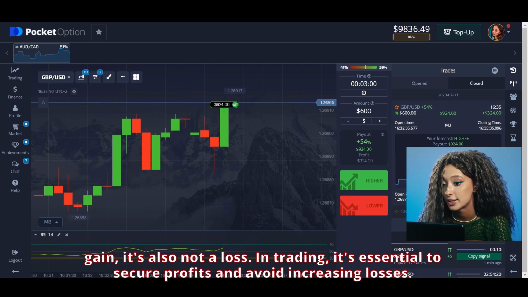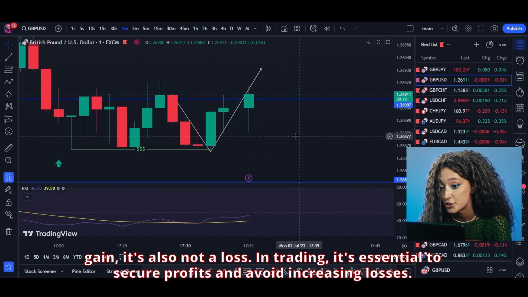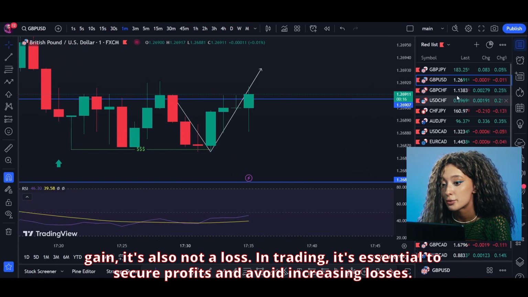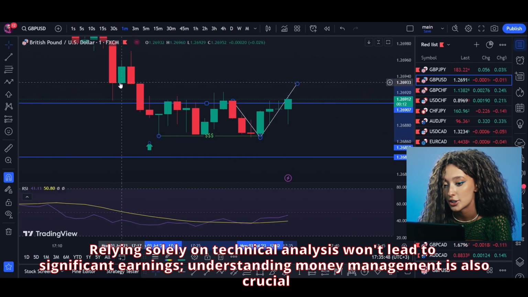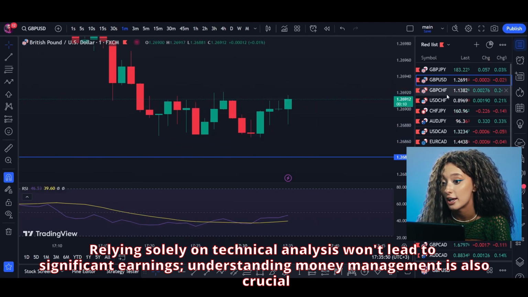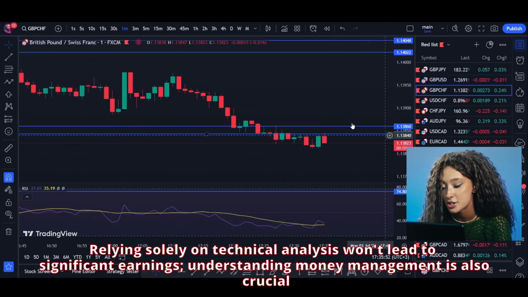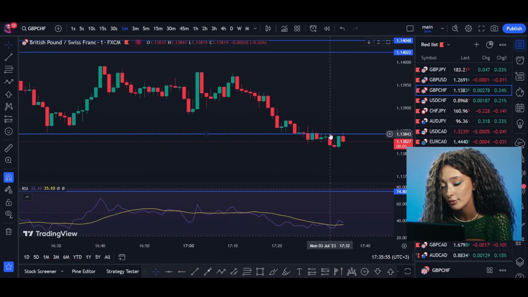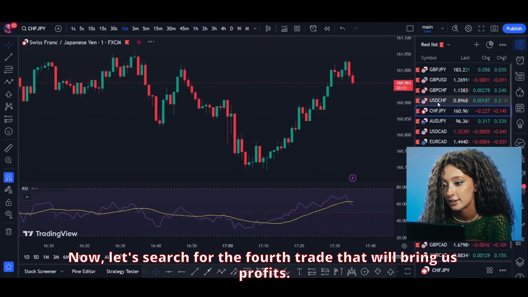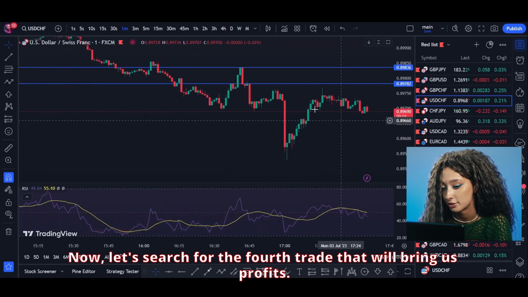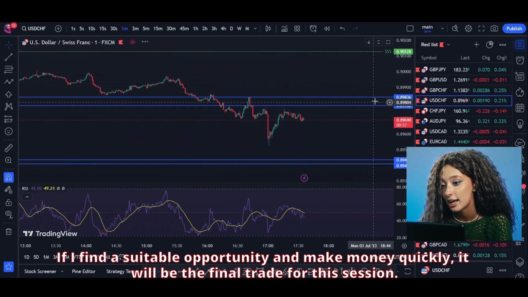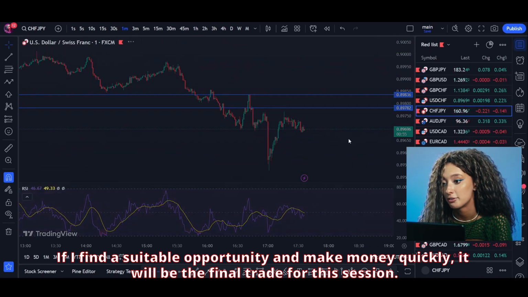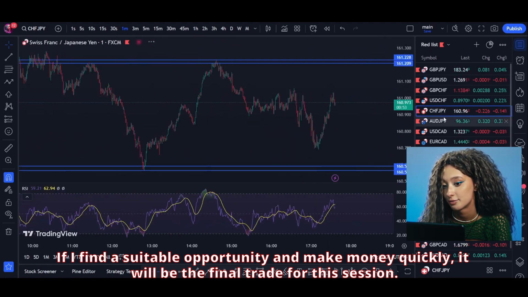While it's not a substantial gain, it's also not a loss, and trading like this is essential to secure profits and avoid increasing losses. Relying solely on technical analysis won't lead to significant earnings. Understanding money management is also crucial. And now let's search for a fourth trade that will bring us profit. If I find a good opportunity and make money quickly, it will be the final trade for this session.